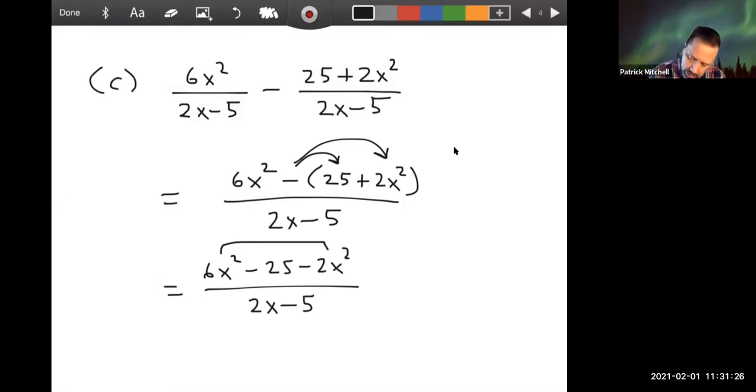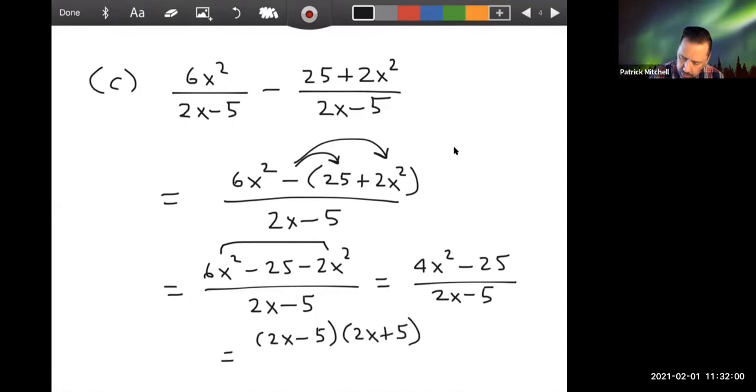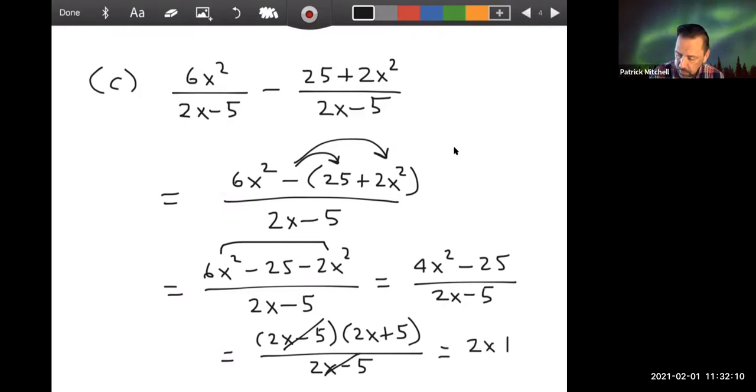6x squared minus 2x squared is 4x squared minus 25 over 2x minus 5. So now, can I simplify that answer? Yes, I can, because 4x squared minus 25, what do we call that kind of expression? That is called a difference of two squares, right? And that factors into 2x minus 5 times 2x plus 5. And when you put that over 2x minus 5, you can get rid of the 2x minus 5s, and the final answer is 2x plus 5.